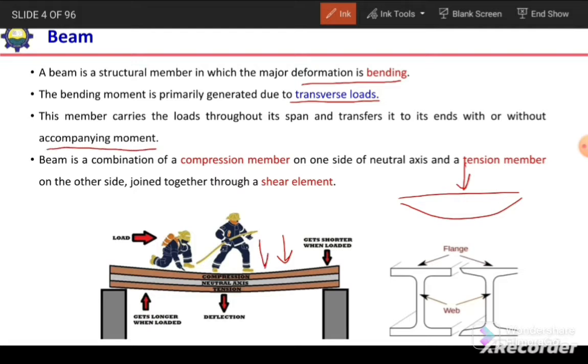So if we apply the load over here, this load will be transmitted or transferred at its ends to the next member, which is columns or walls. And there can be only a vertical reaction, or there can be a bending moment as well, based on the end conditions.